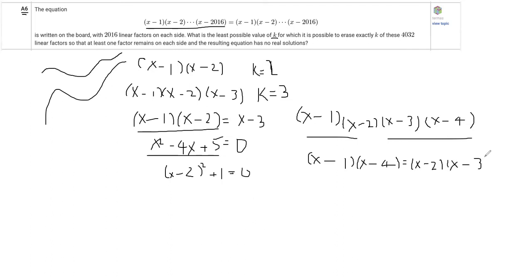So you can cancel the quadratic and linear terms. So this gives 4 equals 6, which obviously has no real solutions. So this pair of curves actually works. And on the graph, it looks something like this: here we have a parabola, and then here we have another parabola. Although it may not look as good as I have it in this picture.